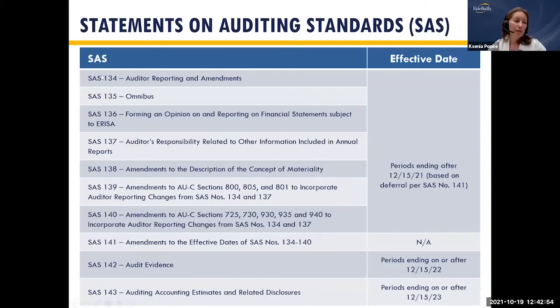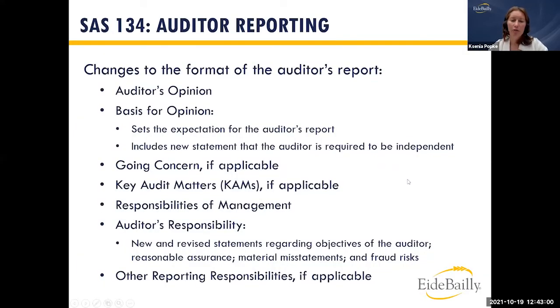The main one is SAS 134, and it's reporting, an actual change to the format of the auditor's report. A lot of times when I present to the boards, I always have to tell them that we kind of have to find that opinion paragraph. Sometimes it's on the second page, sometimes it's even on the third page if there's a lot of different paragraphs added to the auditor's report.